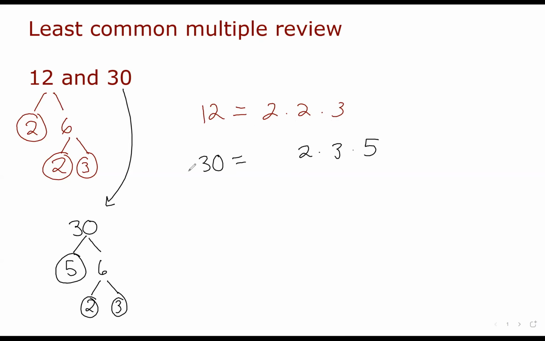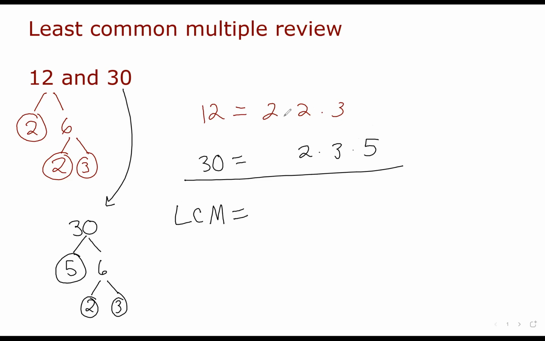Okay, now the goal of this was to find the least common multiple of 12 and 30. So a multiple of 12 and 30 needs to have all of these factors in it. For the least common multiple, we need to do that in the most efficient way possible. We don't need any extra repeats.